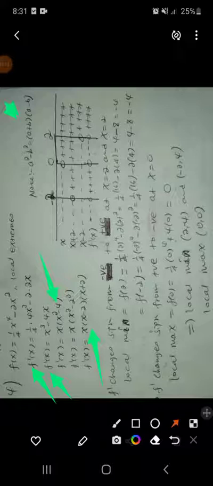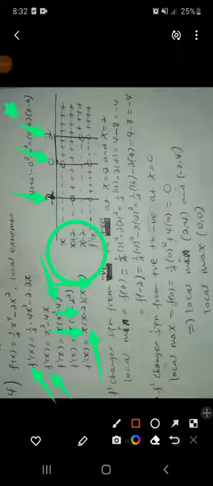So the numbers which make this equation 0 are 0, plus 2, and minus 2. So that minus 2, 0, and 2 are critical numbers. So the first derivative is the product of the three factors x times x plus 2 times x minus 2. So x is 0 at x equals 0. If we take any number which is less than 0, the result will be negative. If we take any number which is greater than 0, the result will be positive.